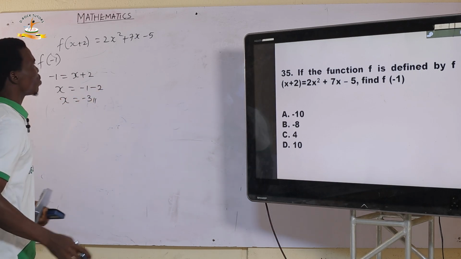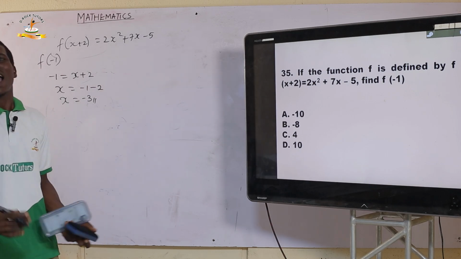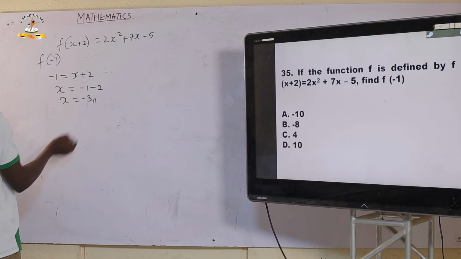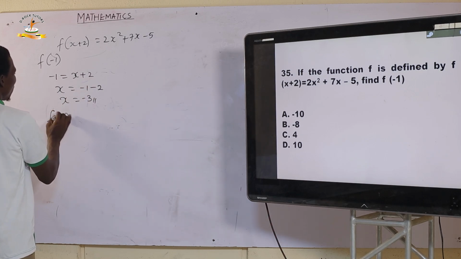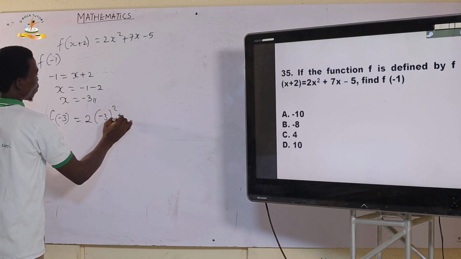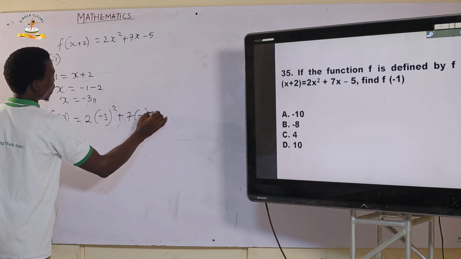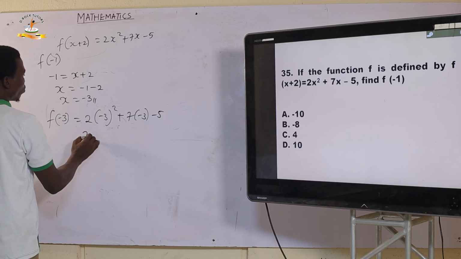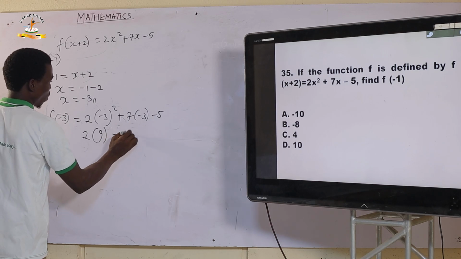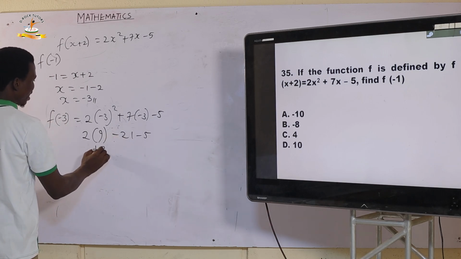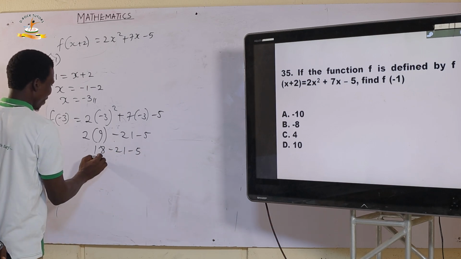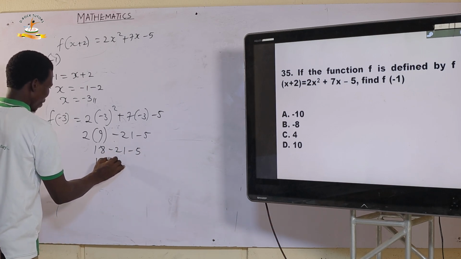So if x is minus 3 in this equation, it will satisfy the statement. So let's put f of minus 3 and see what happens. So f of minus 3 becomes 2 into minus 3 squared plus 7 into minus 3 minus 5. And this is going to be 2 into 9, plus, or rather, minus 21 minus 5. And this is 18 minus 21 minus 5. Minus 21 minus 5 is minus 26.